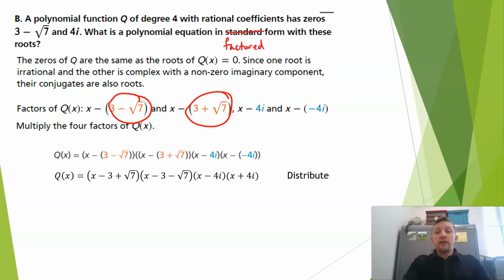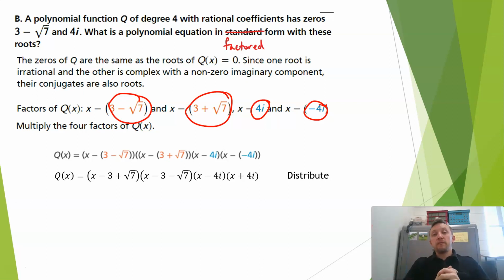And with the 4i, here's the 4i that's being referenced. The conjugate of that would be, you can look at it as 0 plus 4i, so the conjugate would be 0 minus 4i, or just negative 4i. So we're going to start by putting that in factored form. So it'd be x minus the 3 minus the square root of 7, times x minus the 3 plus the square root of 7, times x minus the 4i, times x minus the negative 4i.